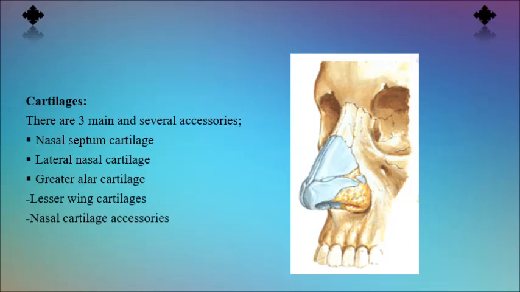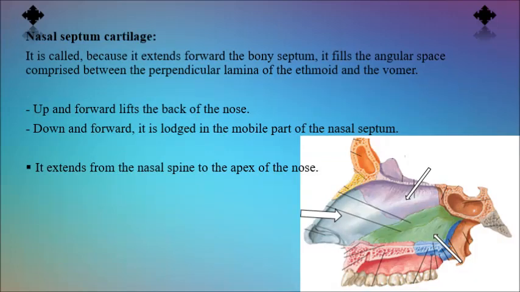Of these, we distinguish three main cartilages and various accessories. The main ones are the cartilage of the nasal septum, lateral nasal cartilage and greater alar cartilage. The accessory cartilages are the minor alar cartilages and the accessory nasal cartilages. Let's talk about the cartilage of the nasal septum.